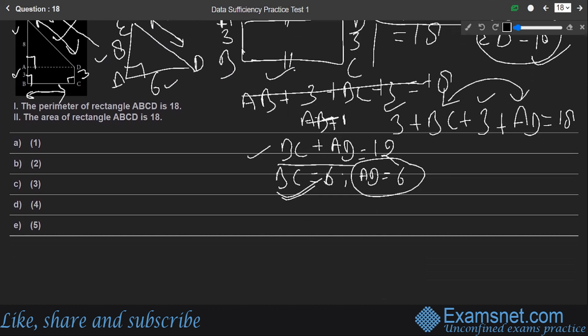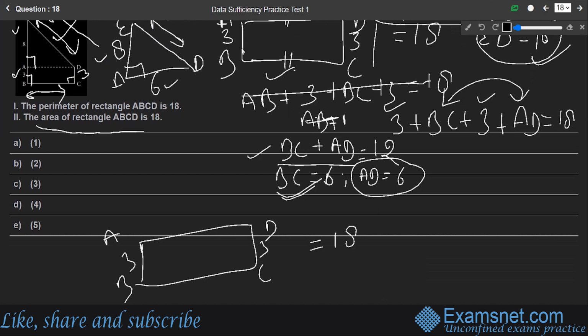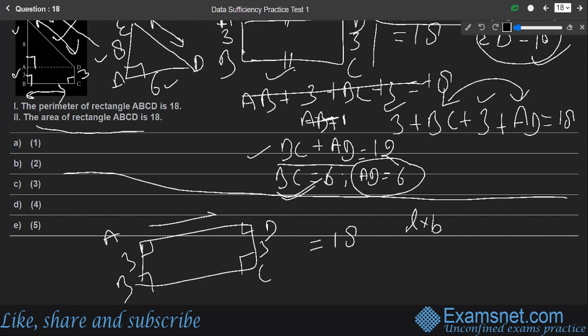Let us check statement two at the same time. The area of rectangle ABCD is 18, where these sides were 3 and 3. We are not taking information from statement number 1, we are just going by statement number 2. These are 90 degrees obviously because it is a rectangle. Now the area is given as 18. What is area? Area is always length into breadth. So length is unknown.